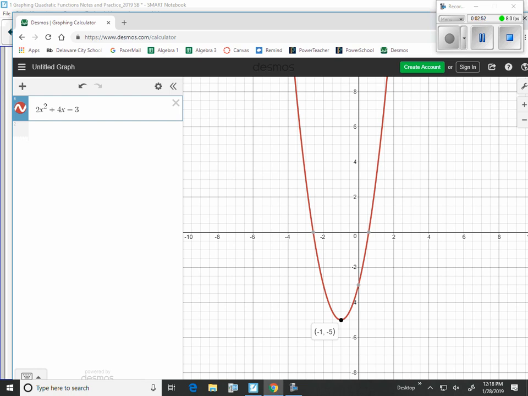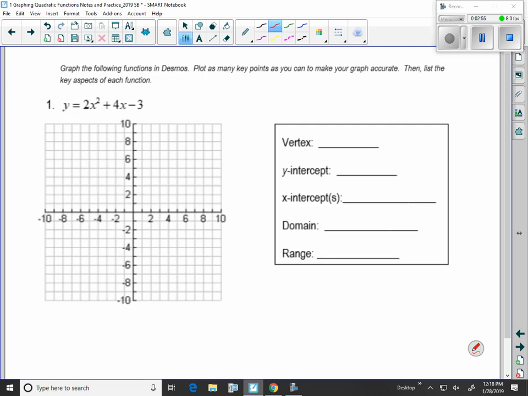-1, -5. I typed it in wrong originally, that was my fault. So our vertex should be -1, -5.